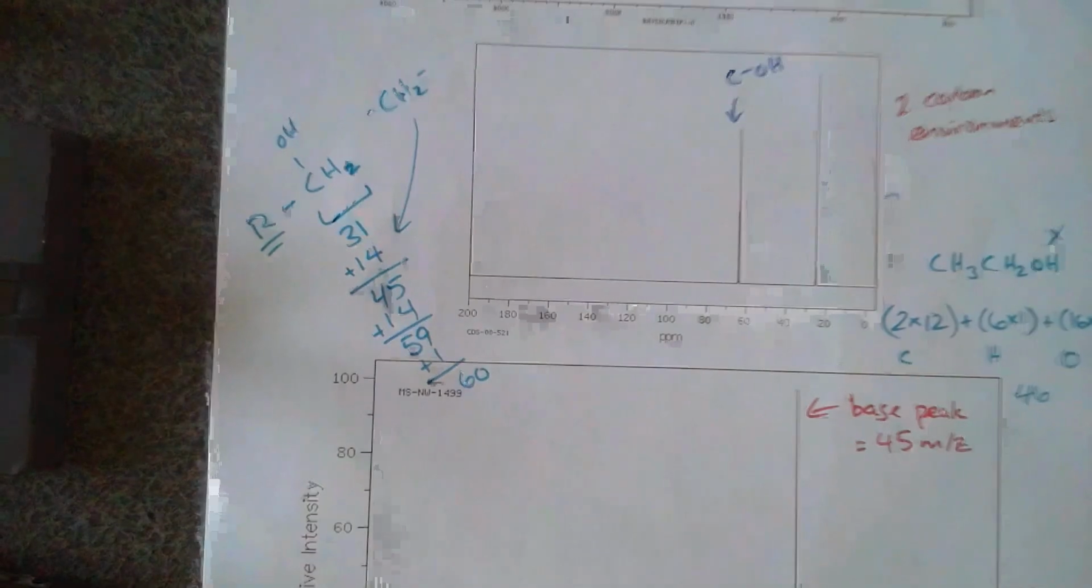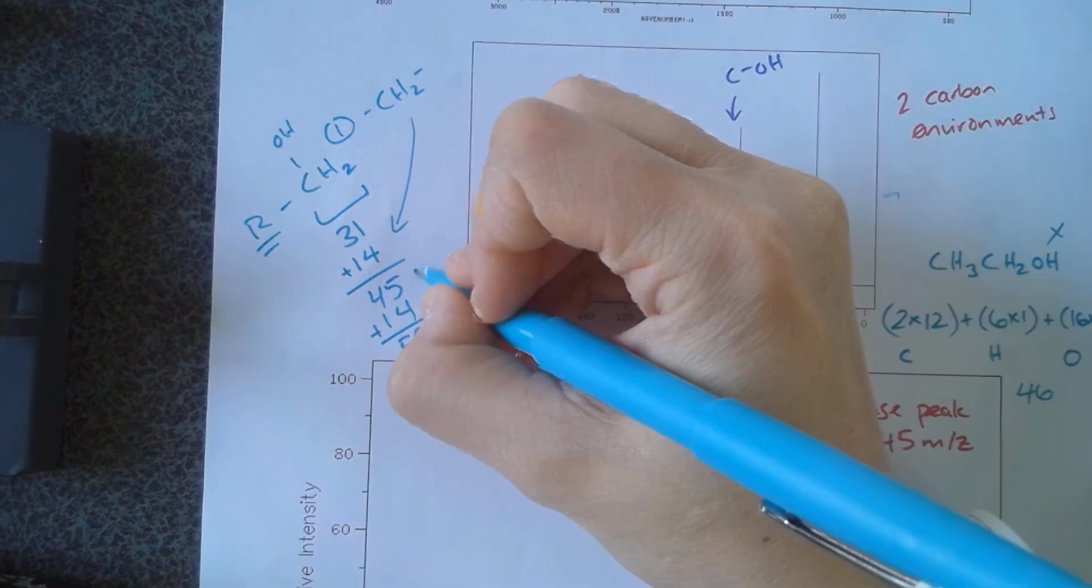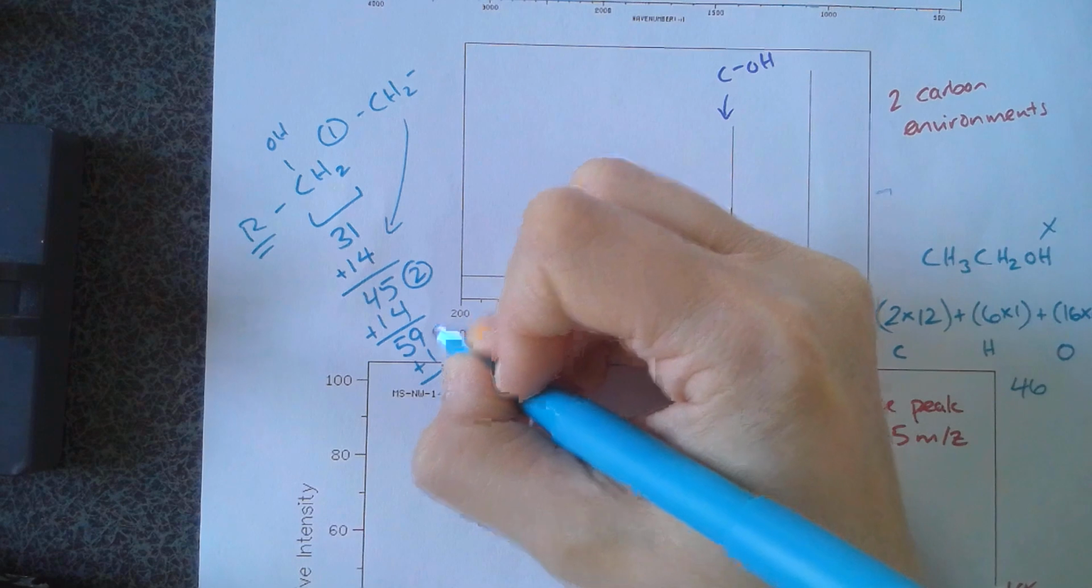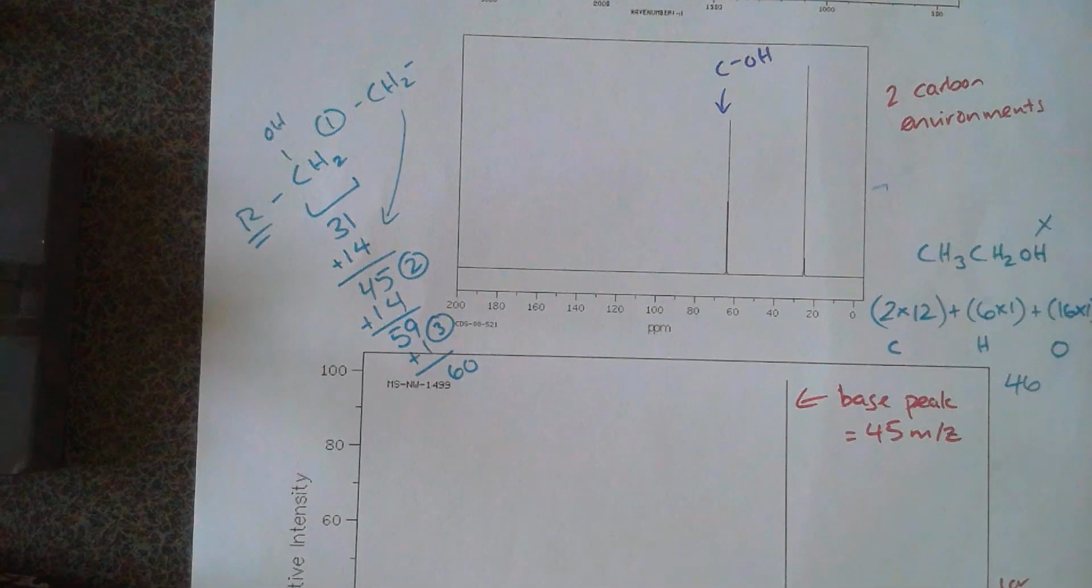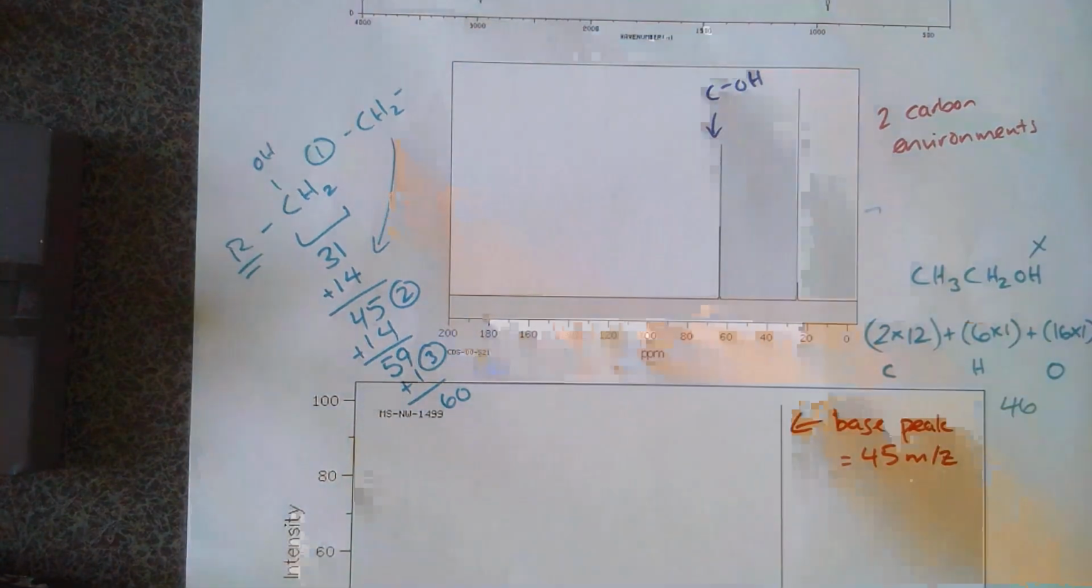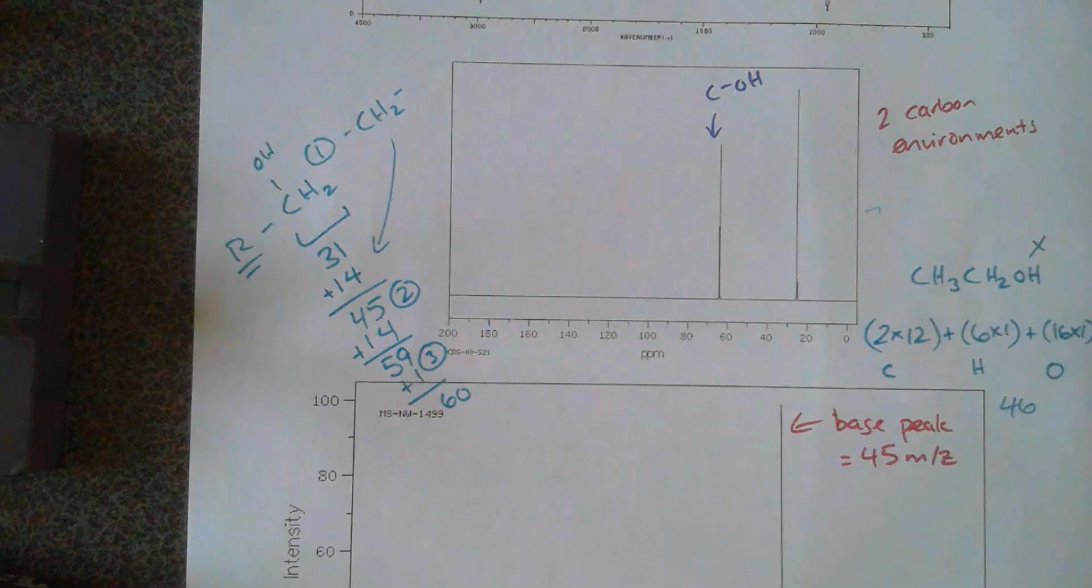So what this tells me is that this molecule has 1, 2, 3 carbons. Do you see what I'm saying? So the 14 I got from here, because if I have a carbon with 2 hydrogens, that's 14. So if I add 14 each time, it tells me then how many carbons I have.